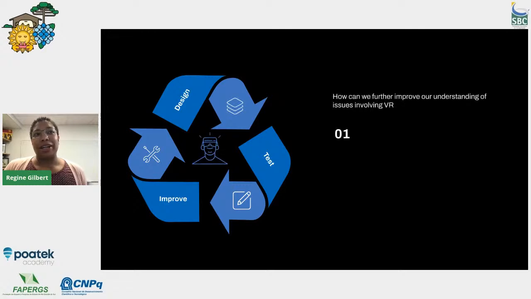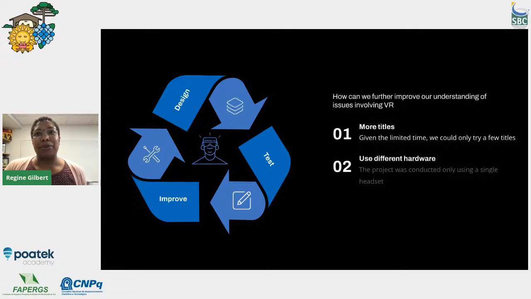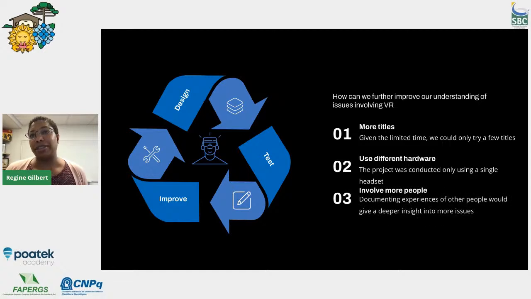So I have an image here that says design, test, and improve. So how can we further improve our understanding of issues involving VR? From my research perspective, that's more titles. Given the limited time which we had over the summer, we could only try a few titles. So my hope is to try more. And now that we can actually have more human subjects involved, I want to get more folks with disabilities to actually use VR. The second thing is to use different hardware.